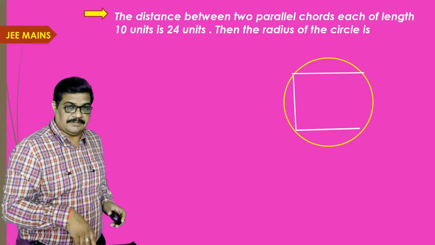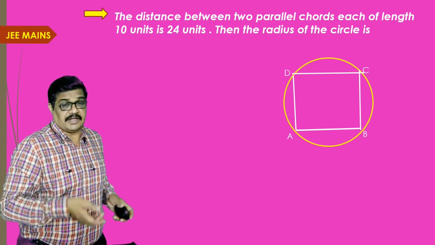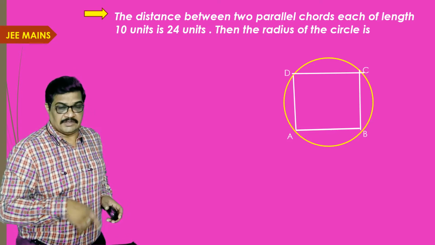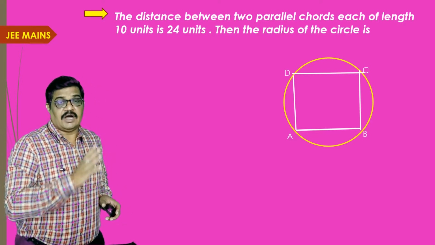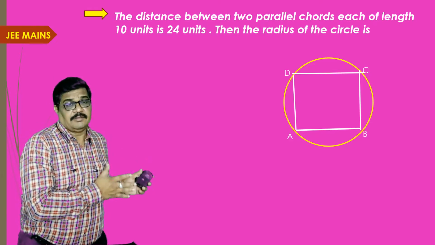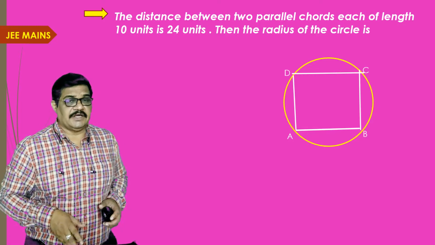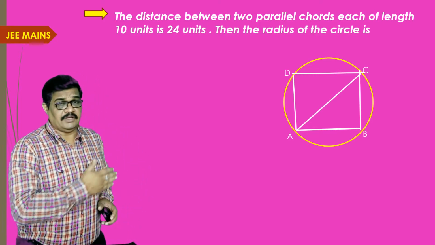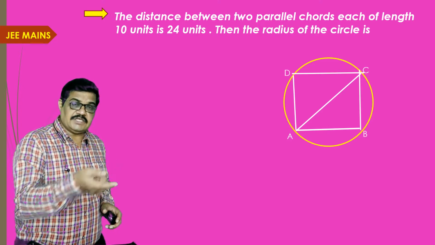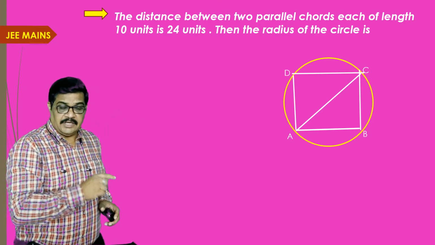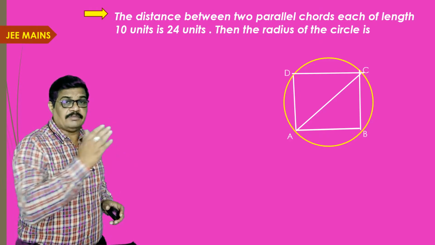Here, this is the diagram. So here this is like a rectangle. Here ABCD is a rectangle. So AB and CD are two parallel chords, the distance between these two chords is 24 units and each chord length is 10 units. That is the meaning behind this problem. Okay. Now we have to find the radius of the circle. So it is a rectangle. Now AC is the diagonal of the rectangle. So here ABC is a right angle triangle and AC is the diameter of the circle. Here A, B and C are points on the circle. Okay. Now here AC is the diameter of the circle.